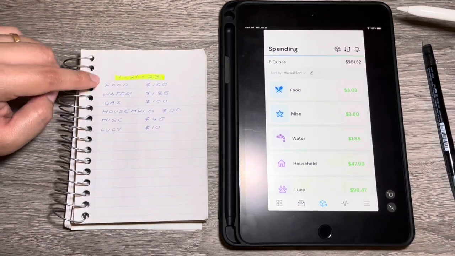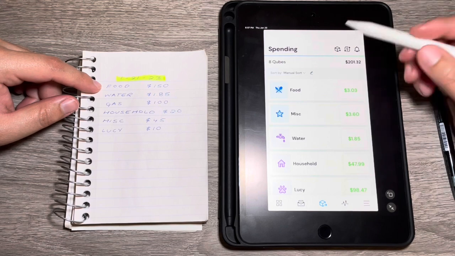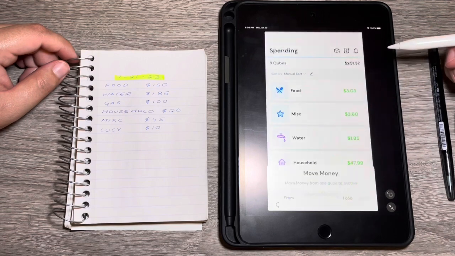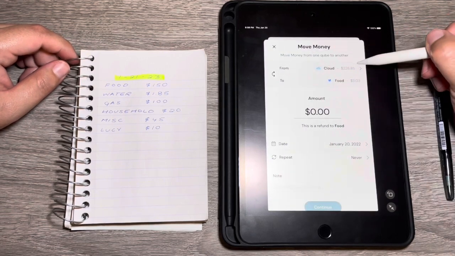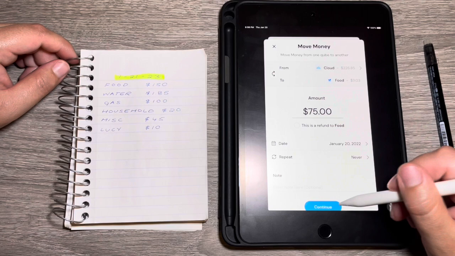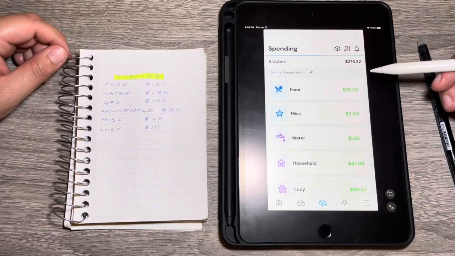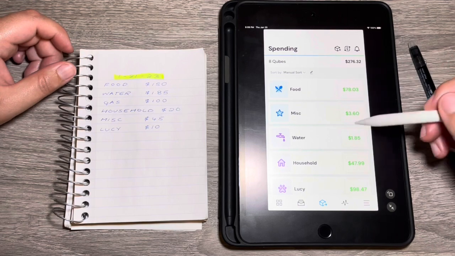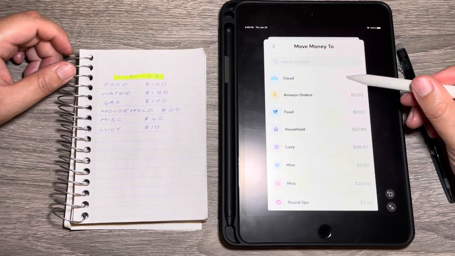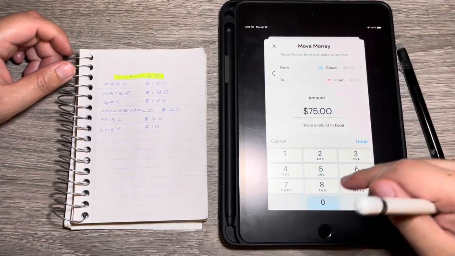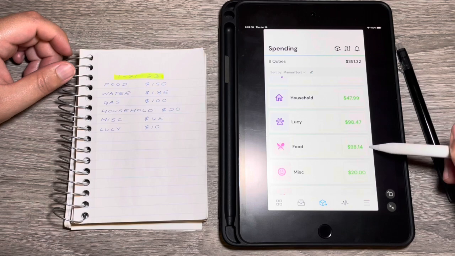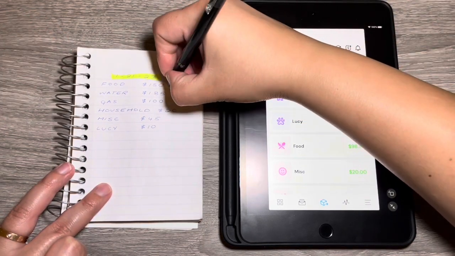So we'll start off with food. As you can see, I have $150 budgeted for this. So each of our food Qubes get $75. So what I do is move money, I do a transfer, and I want to transfer from the cloud to his food Qube. And we're doing $75. Continue, submit. So now he has $78.03 for food. Then we're going to go do the same for my food Qube. And that gets $75. And now I have $98.14. So food has been stuffed.